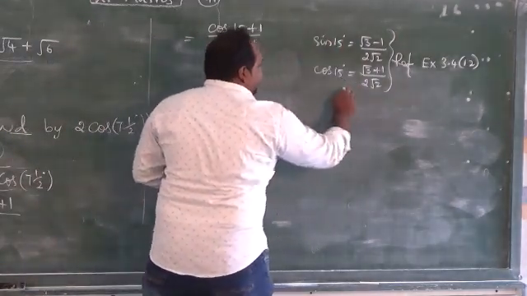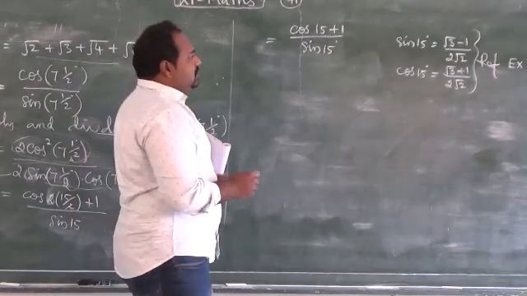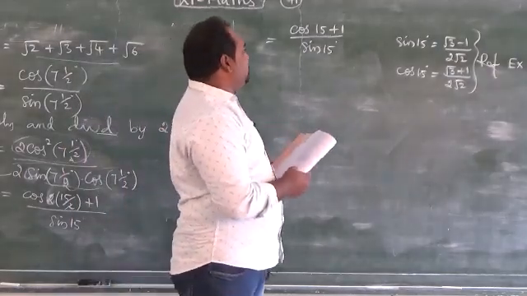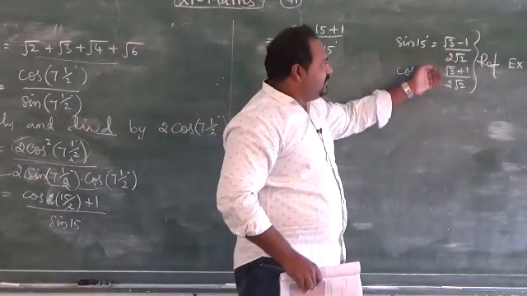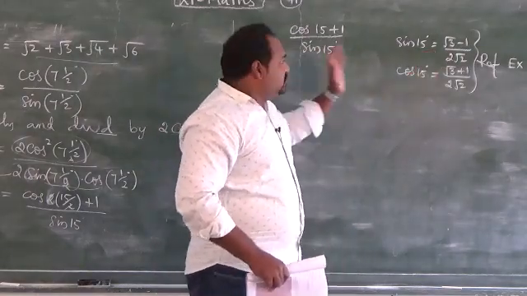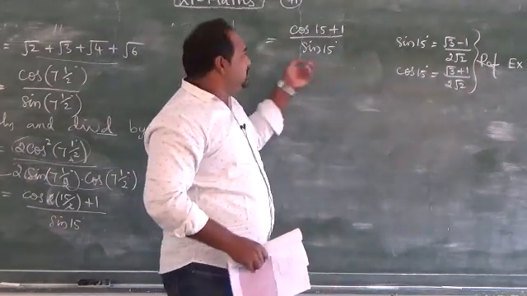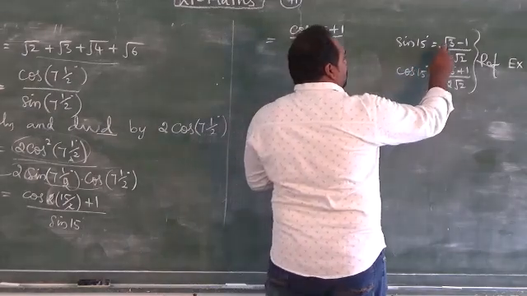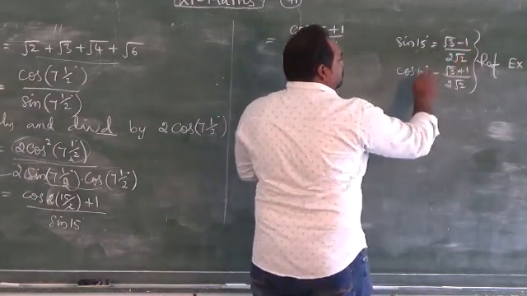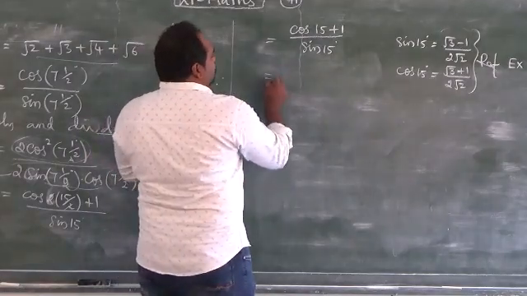Just refer to these values in exercise 3.4, problem number 12, because we need not find the values once again here. Directly you can apply the values if you know them, otherwise you have to find the values in this problem also. If you want to know how to find these values, you can refer to exercise 3.4, problem number 12.